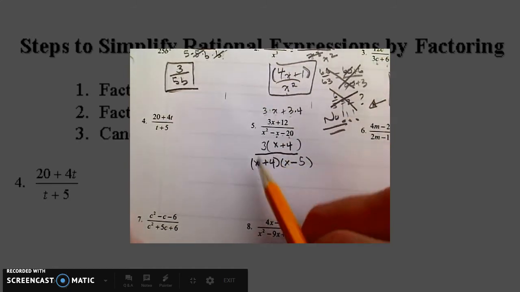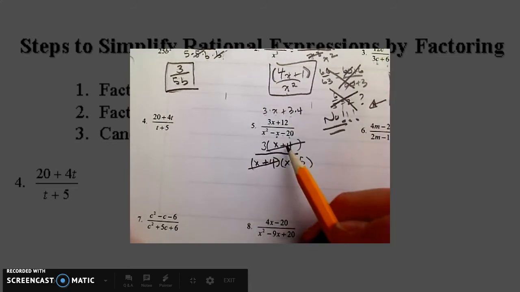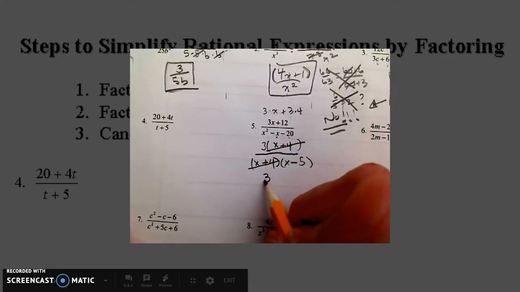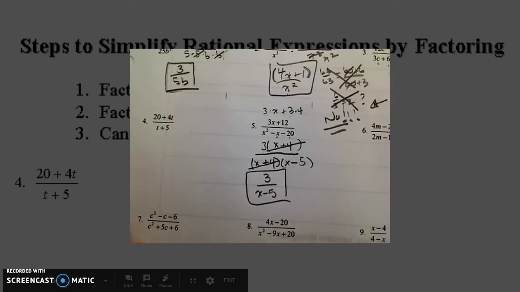Now that I've factored these, I can see that the full factor of x plus 4 exists in the numerator and denominator. I can divide those out. And I'm left with a factor of 3 in the numerator and x minus 5 in the denominator.